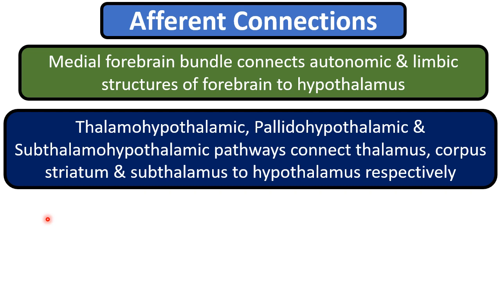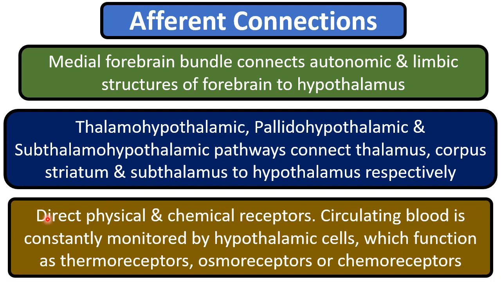So the thalamo-hypothalamic is coming from the thalamus. Pallido-hypothalamic is coming from the pallidus. Then subthalamo-hypothalamic is coming from the subthalamus. Okay, so that is about the inputs. And the last input is direct physical and chemical receptors. Circulating blood is constantly monitored by hypothalamic cells, which function as thermoreceptors, osmoreceptors and chemoreceptors. Now, what about the output from the hypothalamus?